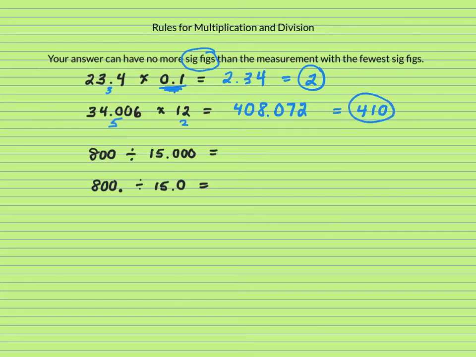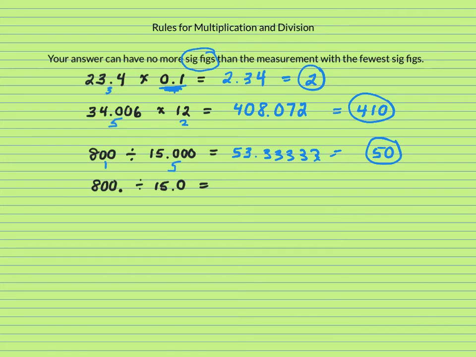800 divided by this 15 comes out. My calculator gives me all sorts of numbers. It goes 3, 3, 3, 3, 3. Okay? But we're not going to write all those numbers. We're going to look and say, this has 1 sig fig, and this has 5. So my answer can actually only have one significant figure. I'm going to have to write this as 50.